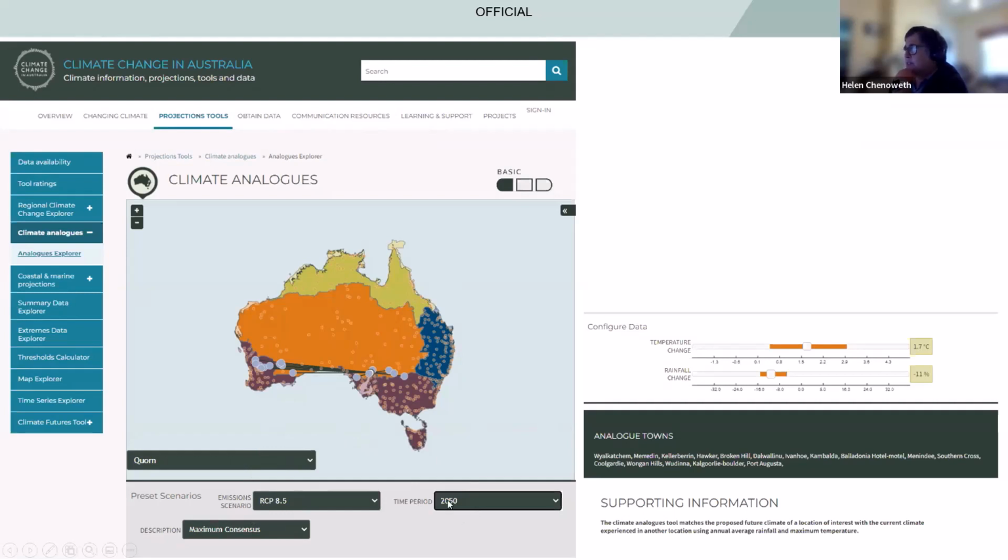What's it looking like by 2050? It's saying here's the range of potential changes in temperature and rainfall that will be happening, and also analogue towns. So similar towns to what we have now is what it will be like in that time. In this case, for Quorn, it's saying it could have similar rainfall, temperature, etc. to Port Augusta, Broken Hill on this side, as well as other areas. So that's a useful way of visualising what some of the impacts of climate change may look like for some of these models.